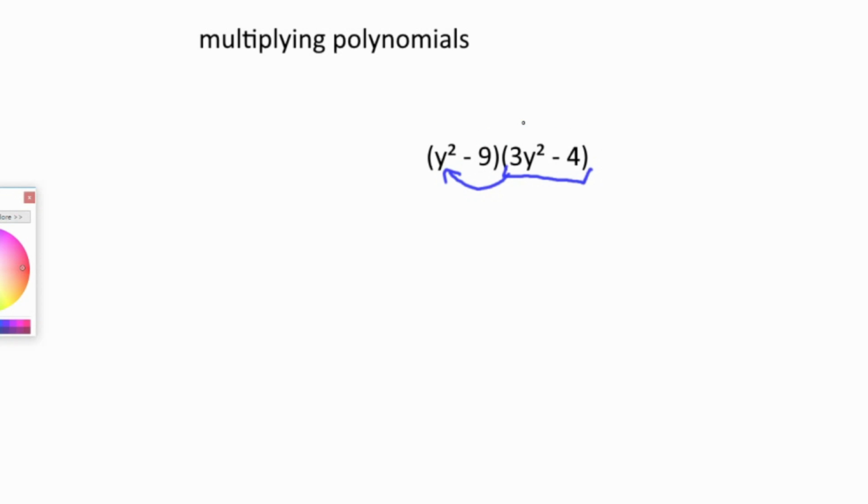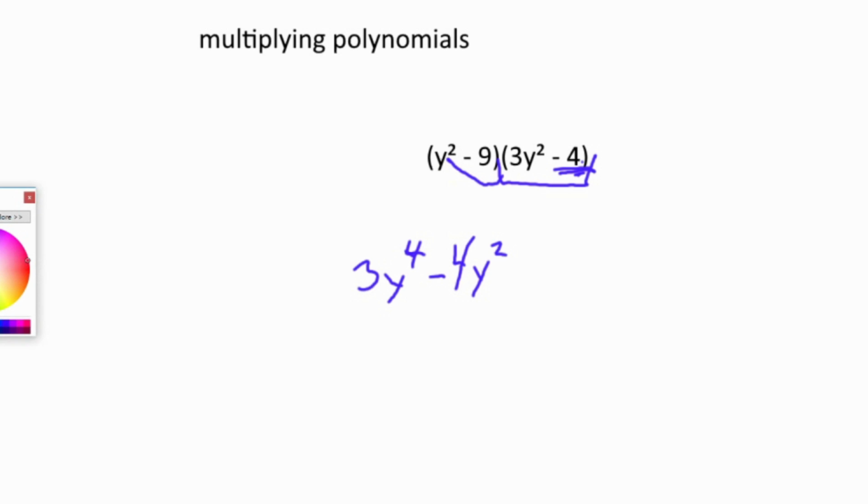So let's do this as an example. First thing we do is multiply this whole thing by this. So we take it one step at a time. We multiply 3y squared by y squared, which will give us 3y to the fourth. Now we need to account for the second part here. Negative 4 times y squared gives us minus 4y squared.